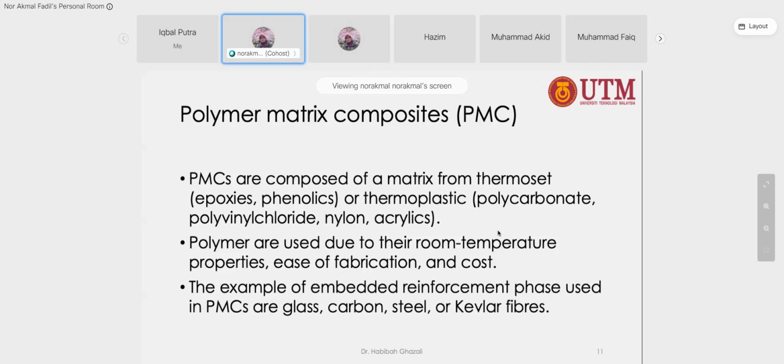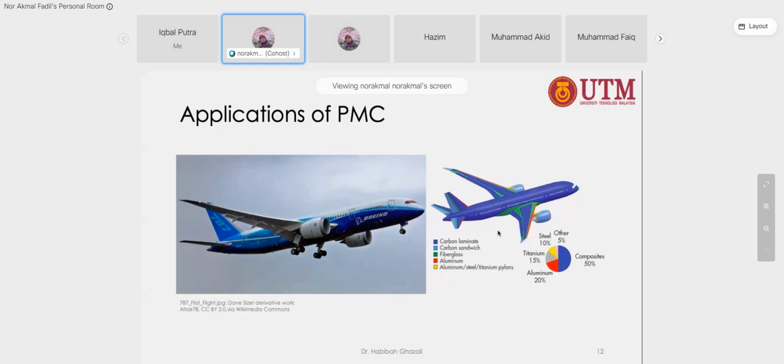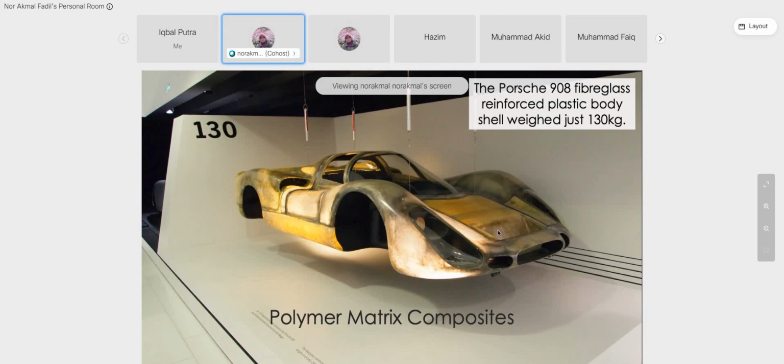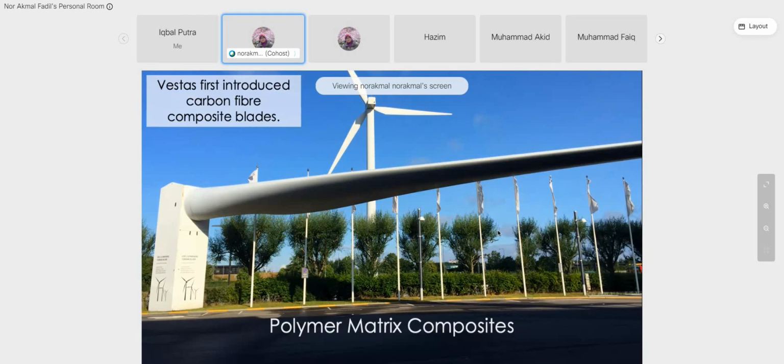Examples of embedded reinforcement phase used in PMC are glass fiber, carbon, steel, or Kevlar fiber. The applications are widely used for the aircraft body, the composite body of the sport car, and the blades. It is a huge blade. The size can even reach 15 meters, 20 meters, 30 meters, depending on the application of these wind turbine blades.